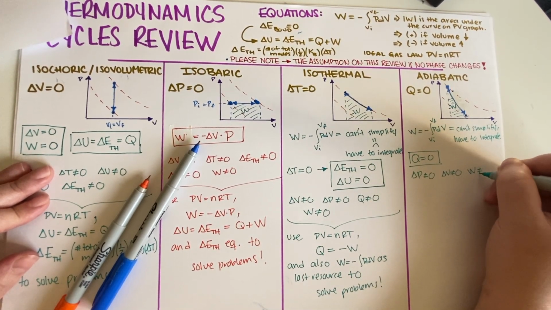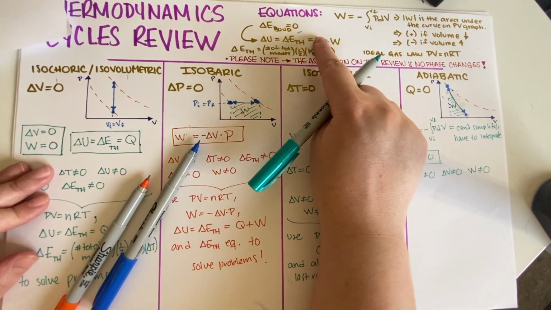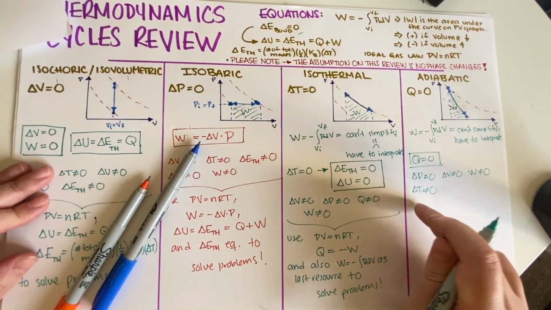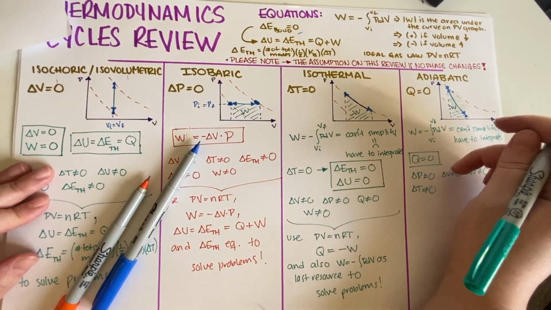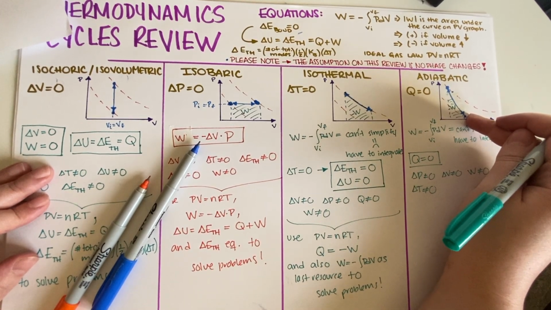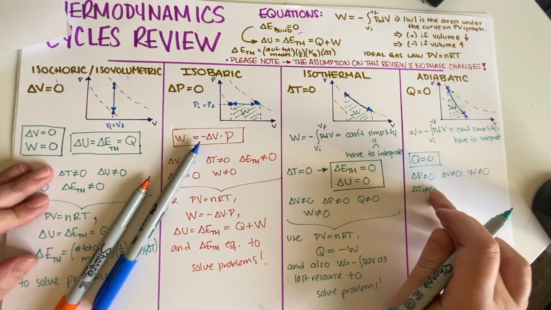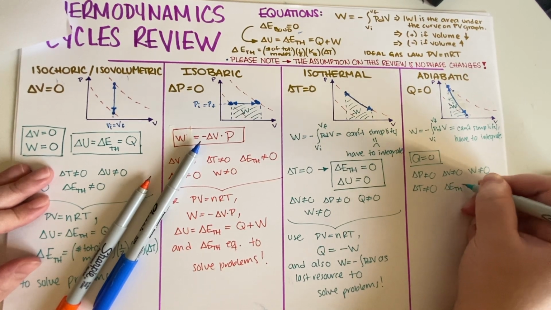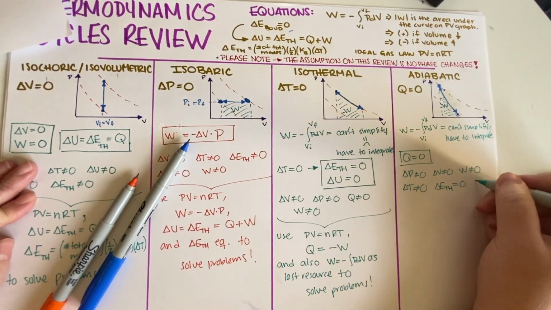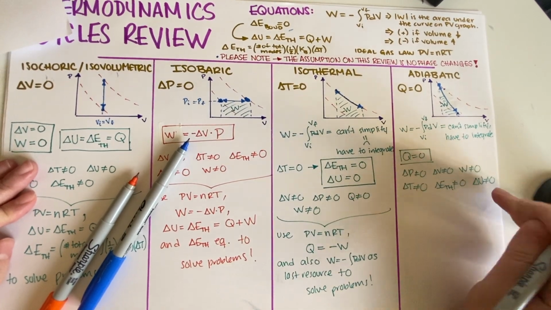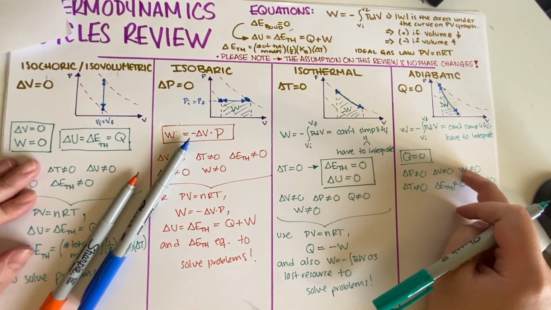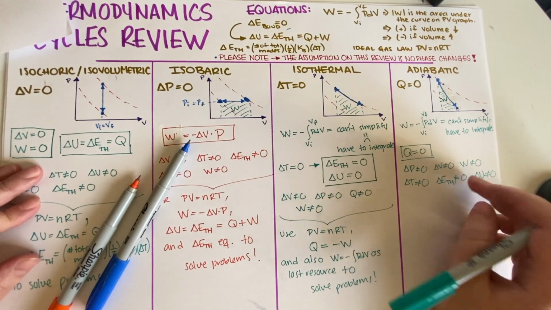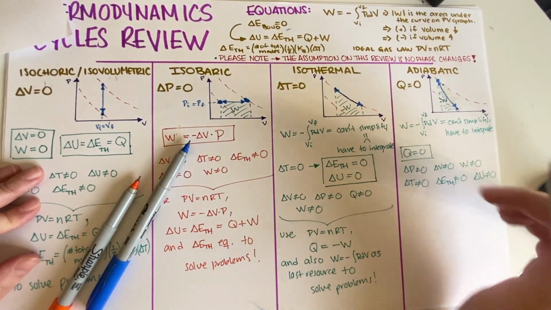Your work is not equal to 0 because even though Q is equal to 0, your temperature actually changed. The change in temperature is not equal to 0, I'm sorry, because you're going from one isotherm to another isotherm. Because this is not equal to 0, then change in thermal energy is not equal to 0, which means that change in internal energy is not equal to 0, which means that work is not equal to 0. So basically, in adiabatic processes, nothing really simplifies except for the fact that Q is equal to 0.